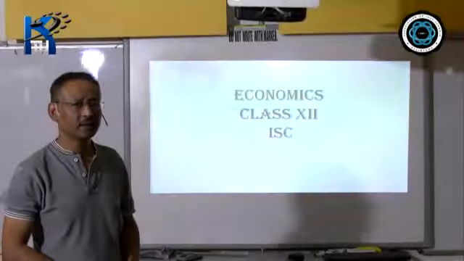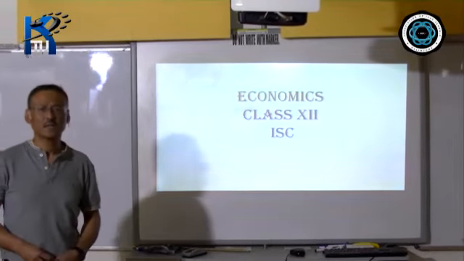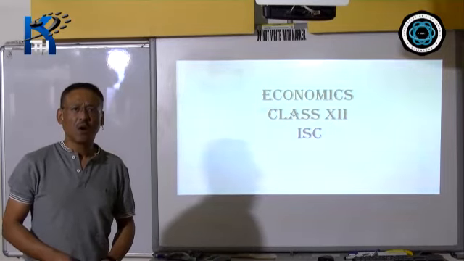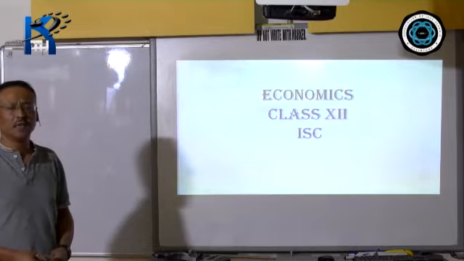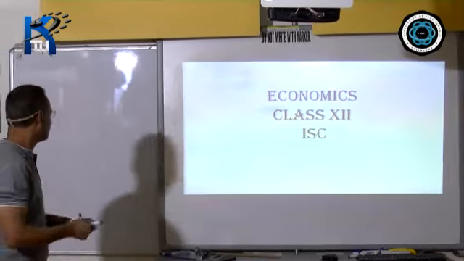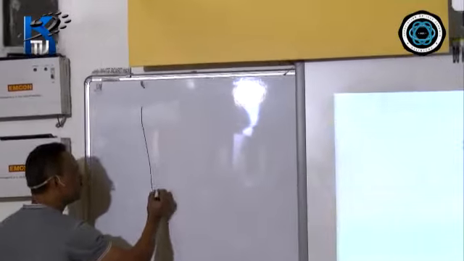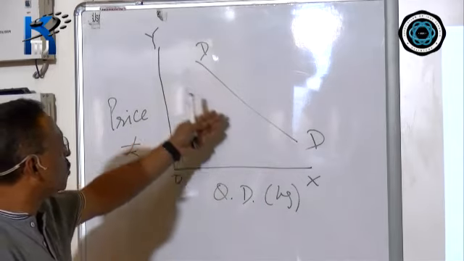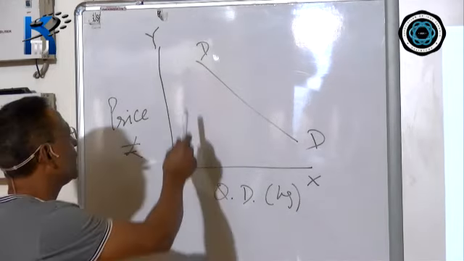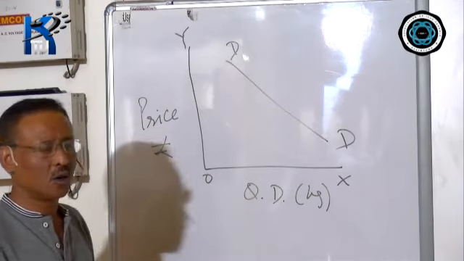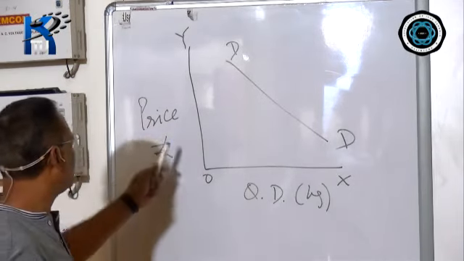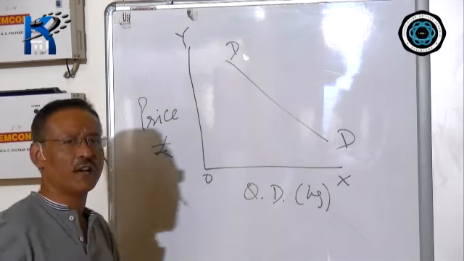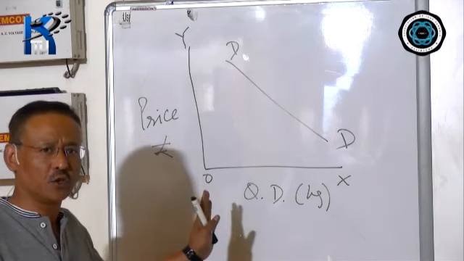Hi everyone, welcome back to Economics Class 12 ISC online classes. In the last class I was discussing why the demand curve is downward sloping towards the right. This is a demand curve, and it is sloping downwards towards the right. It is negative sloping or inversely proportional. When the price decreases, the quantity demanded increases and vice versa. This is how a demand curve actually behaves.